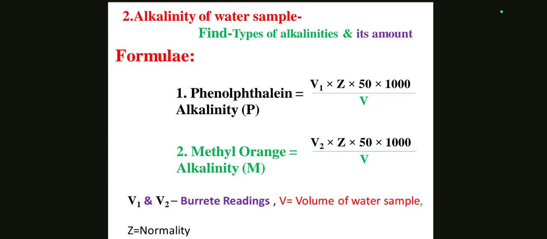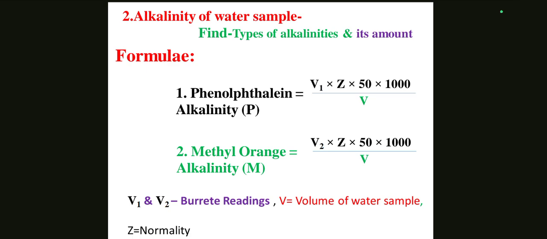Now if you see this slide, if you see the formulae, there is only one change in first and second formula. What is that change? In phenolphthalein you have to take Phe1, and in methyl orange you have to take Phe2. In both the case Z same, 50 same, 1000 same, Phe same. So what is the difference that you have to remember, right? So phenolphthalein Phe1, methyl orange Phe2. Okay, now Phe1 and Phe2 are burette readings. Phe is volume of water sample, and Z is the normality of acid.